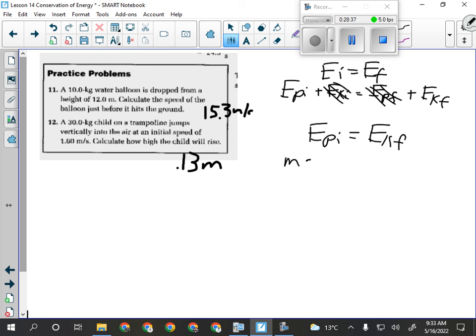M times G times H initial equals 1/2 m v final squared. Okay, again, what can happen to the m's here? They can cancel. It's in every term. In fact, even if these were not 0, if they both had numbers, we could still cancel them. Okay? If something is in every term in an equation, every term is multiplied by it. So you can cancel it. Okay? All right. So I'm going to cancel the m's because I don't want to move more than I have to.